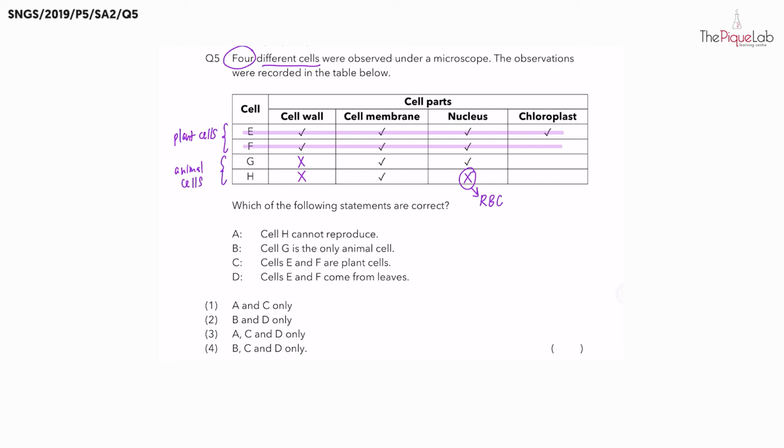And finally, we have the last cell part, the chloroplast. Is the chloroplast found in plant cells or animal cells? The chloroplast is found in plant cells. But do all plant cells have the chloroplast? No, the chloroplast is not found in all plant cells. Based on the 2 plant cells that we have learned, the leaf cell and the root cell, which of these 2 cells will have the chloroplast? You have the chloroplast found in the leaf cell.